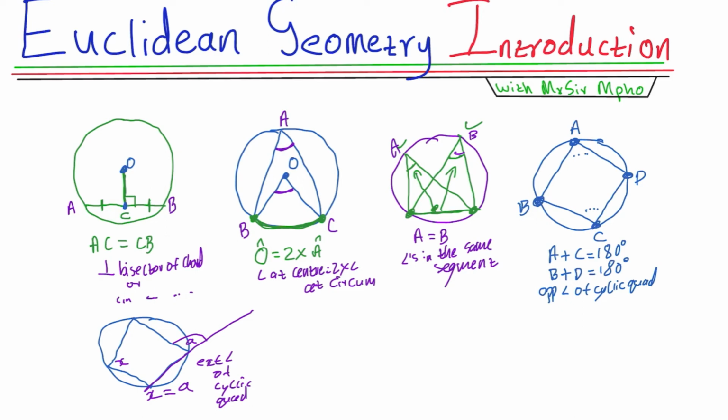Clear? So all the time, if this one was 30 degrees, this one was also going to be 30 degrees. Doesn't matter where. As long as it's a cyclic quad and there's an extended side, you have an exterior angle. And that exterior angle is going to be equal to the interior opposite angle. This is easy, right? Then we go to the next one, right?